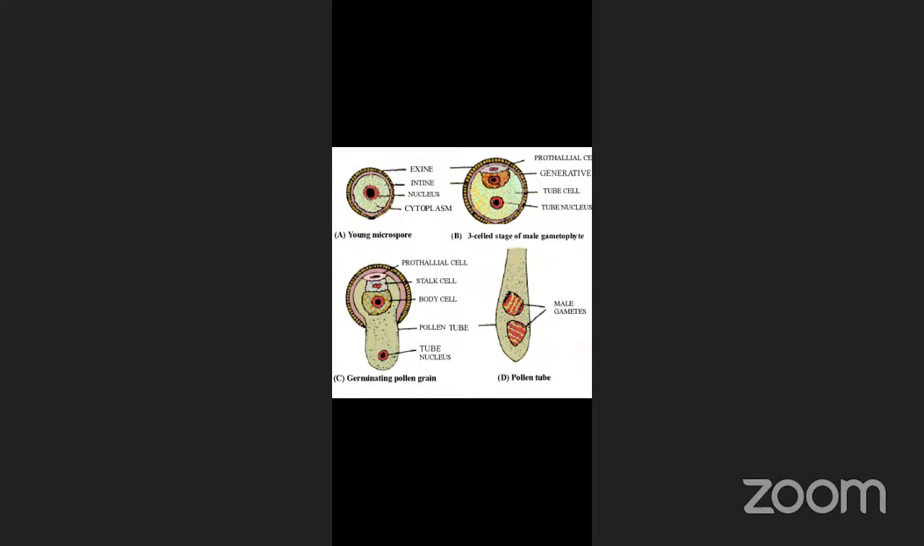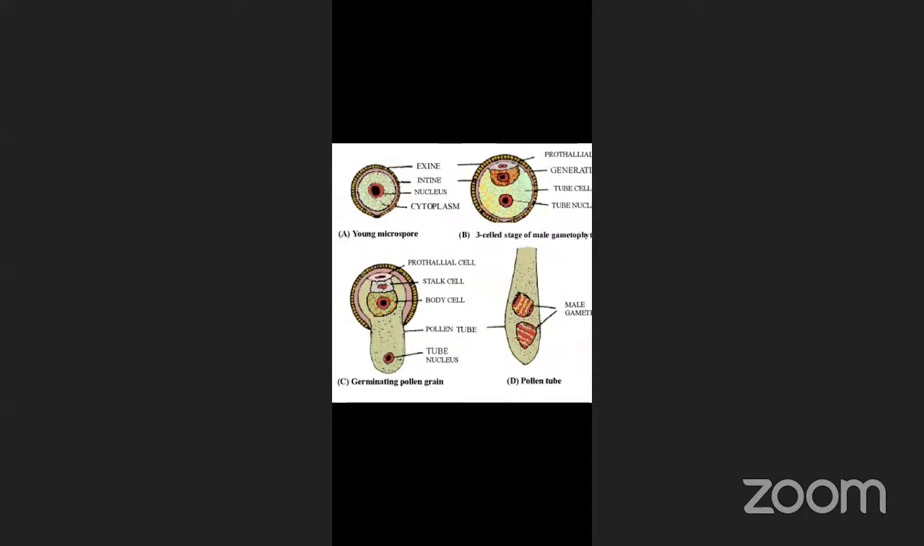Just now we discussed young microspore or pollen grain, which is unicell, with exine, intine, nucleus, cytoplasm. That's it. Later, what happened? In this uninucleus, while it is developing into male gametophyte, it divides mitotically, as a result forming two nuclei. And these two nuclei again divide mitotically, as a result forming three or four nuclei.